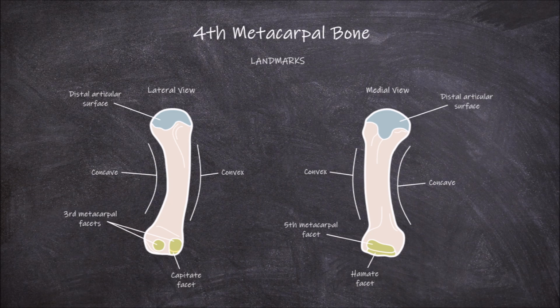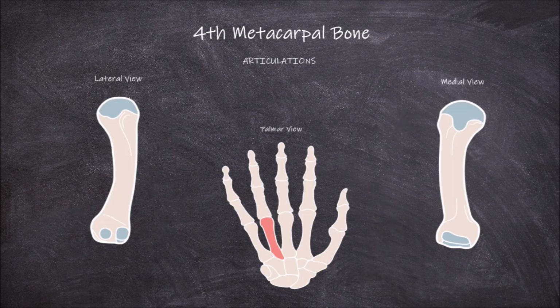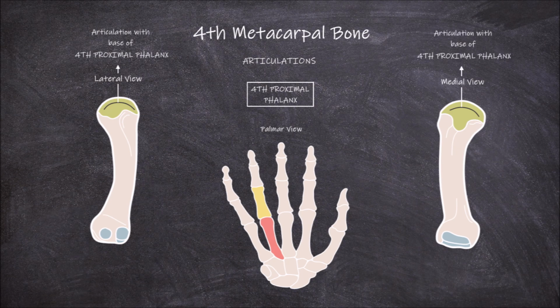Let's now take a closer look at the other bones this bone articulates with. This bone articulates with five other bones. The first of these articulations is with the fourth proximal phalanx. The distal articular surface on the fourth metacarpal articulates with the base of the fourth proximal phalanx. The second articulation is with the capitate bone. A facet on the base of the fourth metacarpal articulates with a facet on the distal surface of the capitate bone.